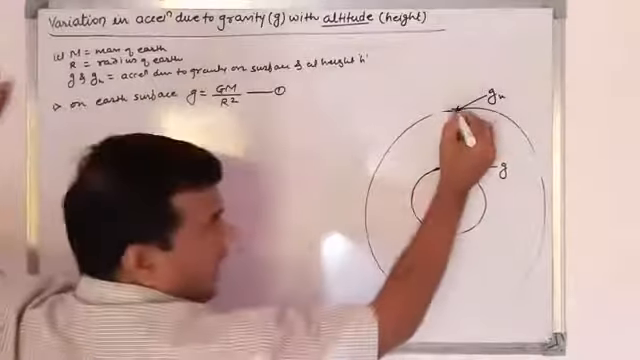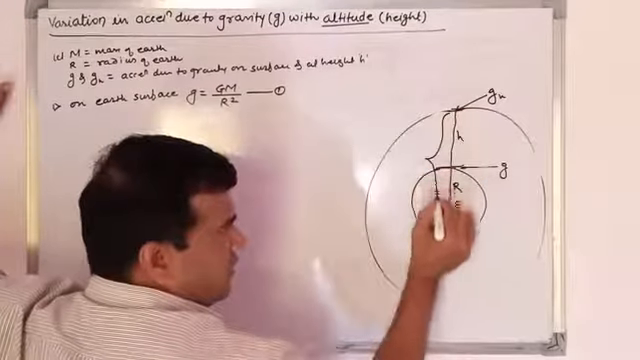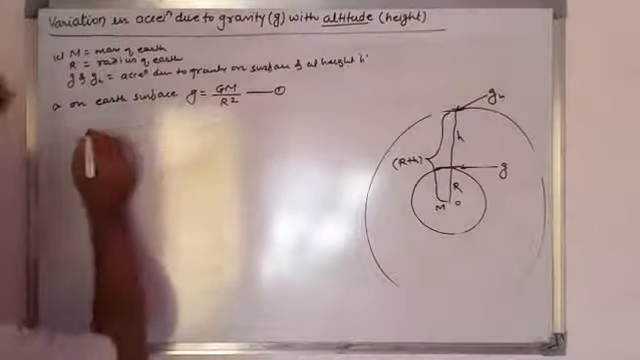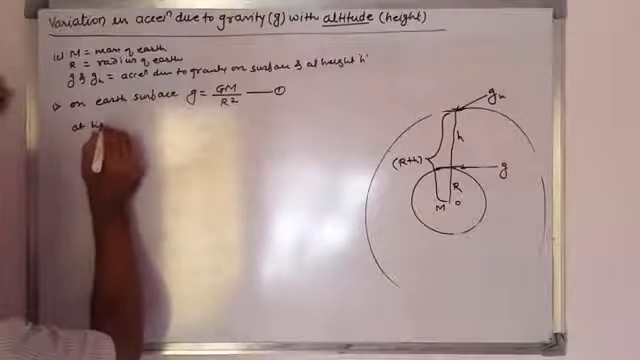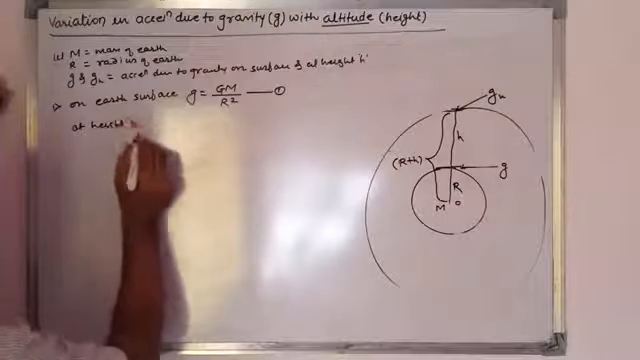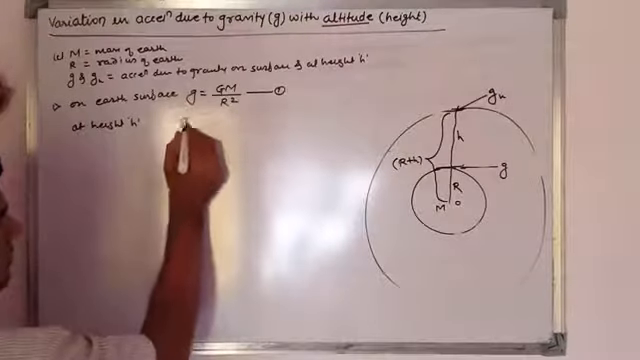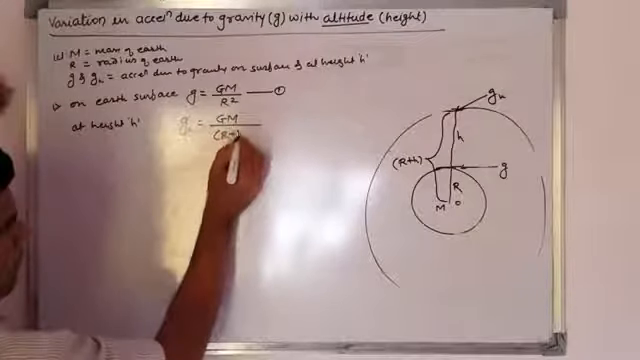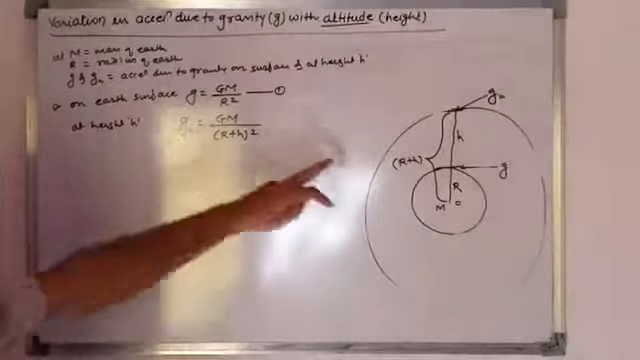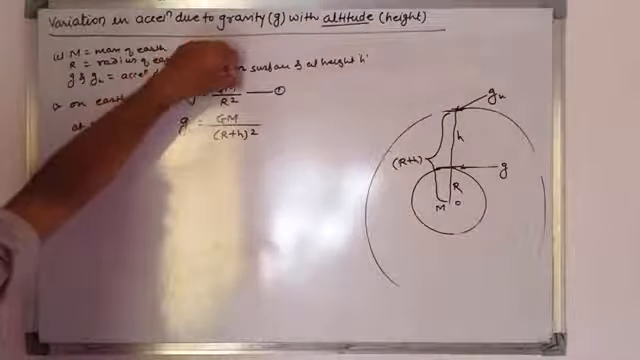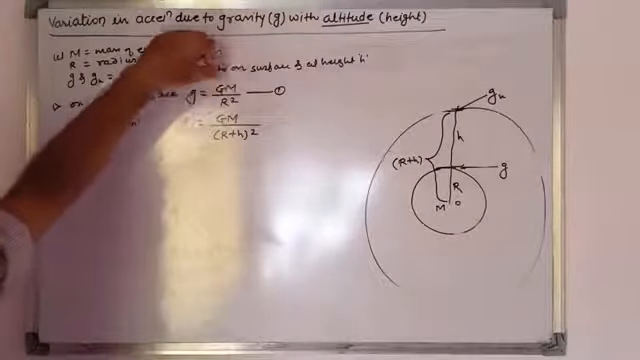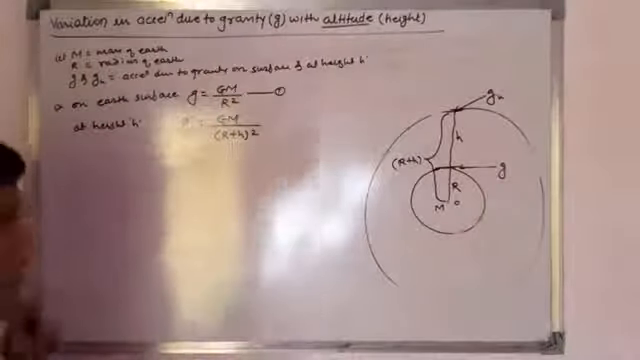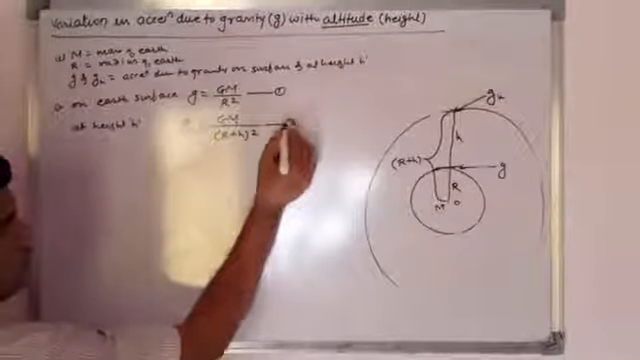Now at height h, the total distance becomes R plus h, and therefore at height h, that is altitude h, g_h is equal to GM upon (R plus h) whole square. Here capital G and capital M are constant, because G is the universal gravitational constant and M is the mass of earth, and therefore both are constant. This is equation number 2.